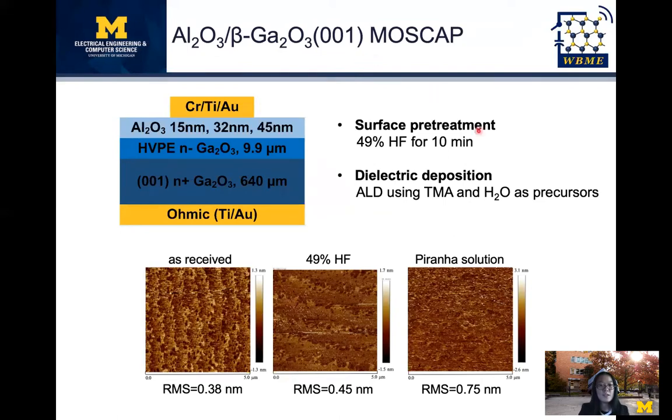We choose HF as our surface pretreatment because, compared to piranha solution, we notice HF doesn't change the surface morphology and there's little increase in the surface roughness. Our aluminum oxide dielectric is deposited by ALD using TMA and water as precursors.